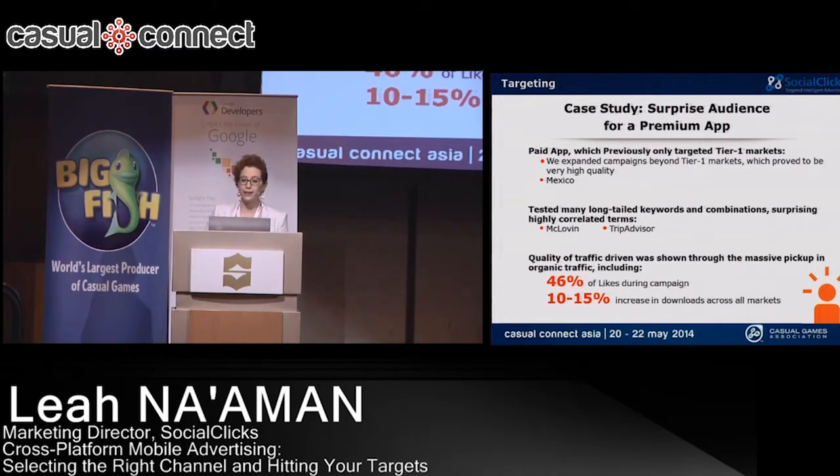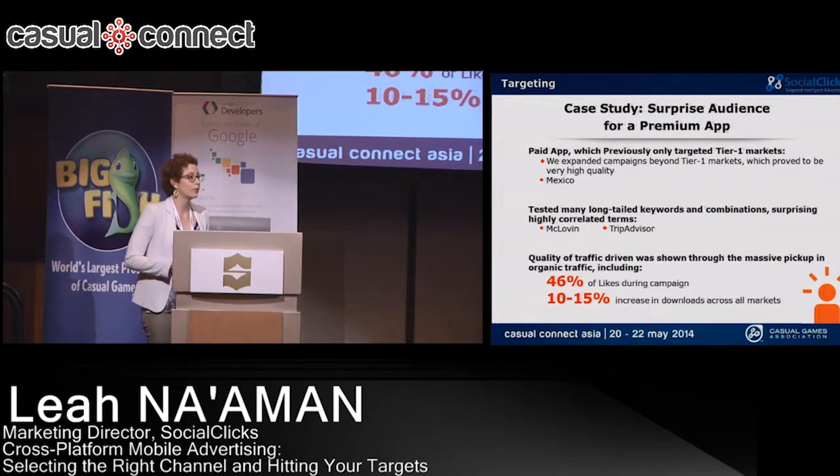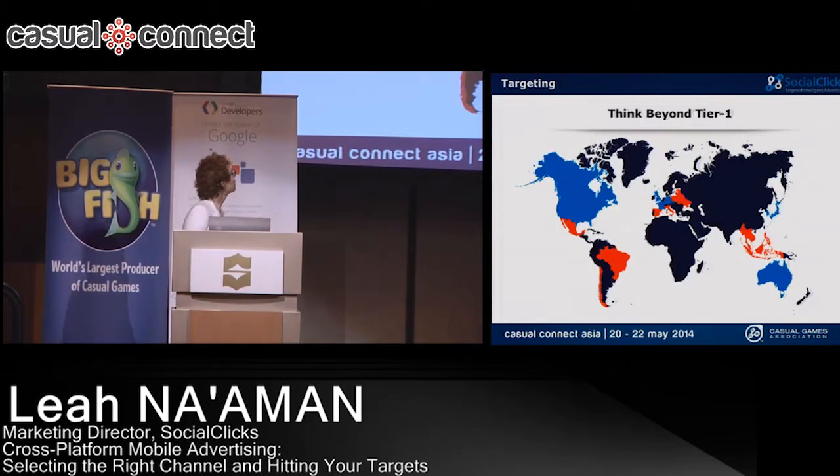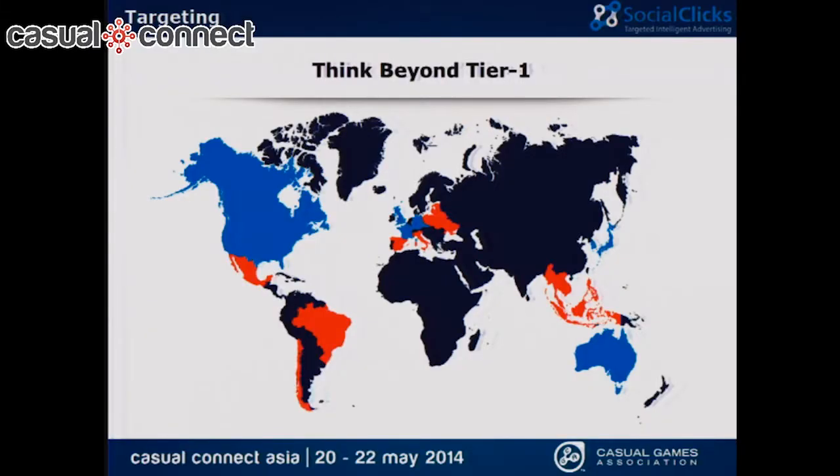Finally, overall, they experienced a 46% increase in their fan base during the campaign, and despite the fact that this was a user engagement and like campaign, they experienced a 10 to 15% increase in downloads across all markets throughout the campaign, even though this was for a premium application. So like these guys, if you are focused on tier 1 and haven't tried other things, branch out, test other things, even if it's in a very small way. You might be really surprised that there are pockets of really high quality users out there who'd be very, very interested in what you're doing.